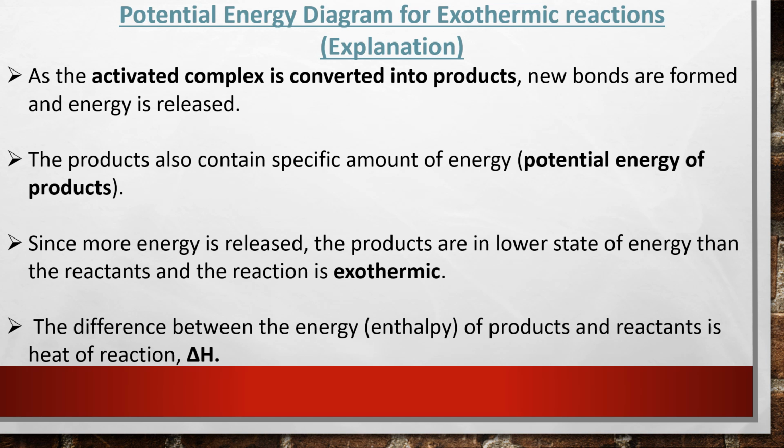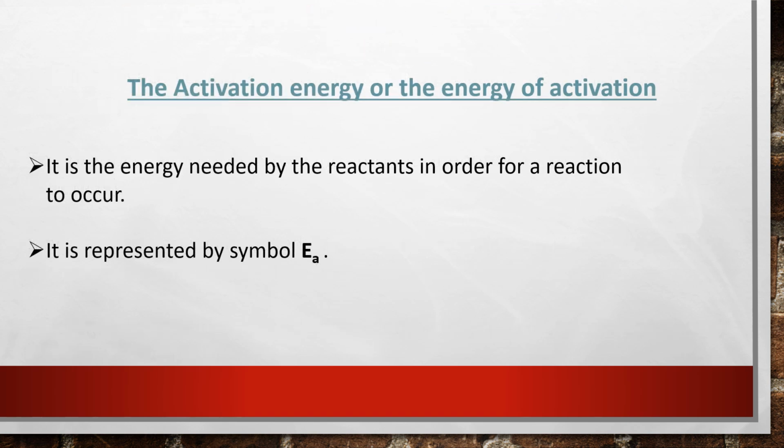Since more energy is released, the products are in lower state of energy than the reactants and the reaction is exothermic. The difference between the energy or enthalpy of products and reactants is heat of reaction, which we represent by del H. What is the activation energy or the energy of activation? The activation energy is the energy needed by the reactants in order for a reaction to occur, and it is represented by a symbol capital EA.